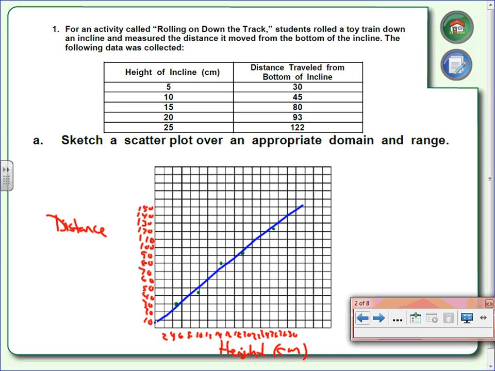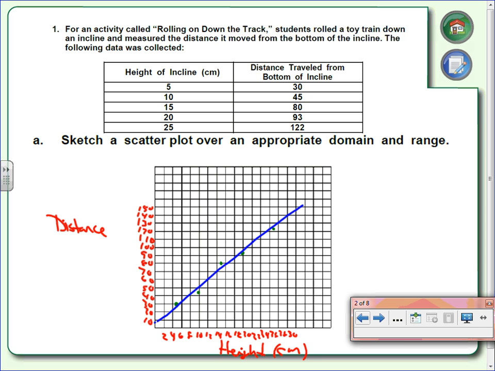Stat and edit. And the first thing we're going to need to do is in L1, we're going to need to put these values here, the 5, the 10, the 15, 20, and 25. Let everybody get a chance here to put it in there. In L2, we're putting the 30, the 45, the 80, the 93, and the 122. I'm going to walk around and check to make sure everybody gets the right equation, so make sure you are actually putting this in your calculator. Don't wait for somebody else to do it for you.